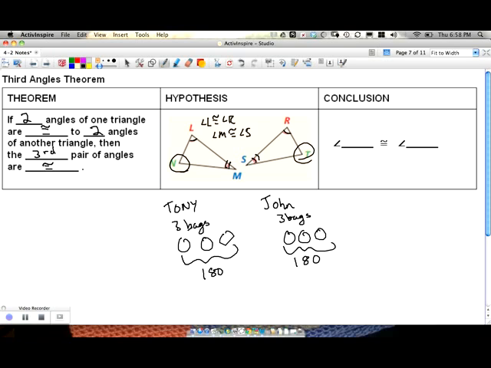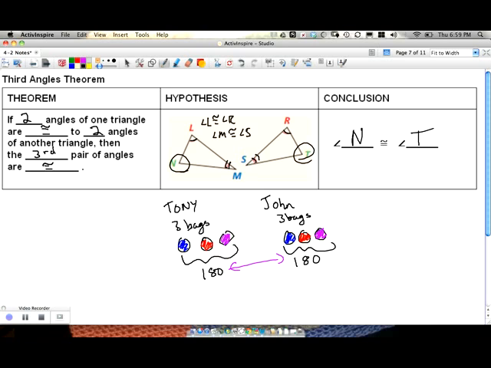Then that means the third one has to be the same, that this purple one and the purple one match as well, because that's the only way that the 3 things could add up to 180, because all 3 angles add up to 180. So what's our conclusion then? That third angle, angle N, is congruent to angle T. So let's use this idea. So we know that A and D match. Excellent. B and E match. Then we know that C and F also match.